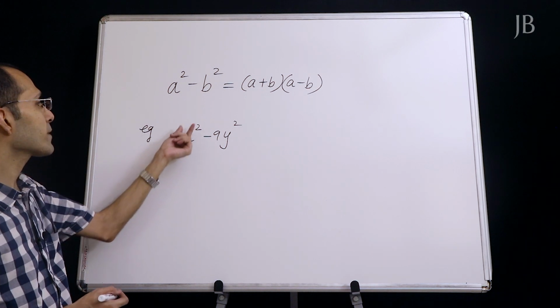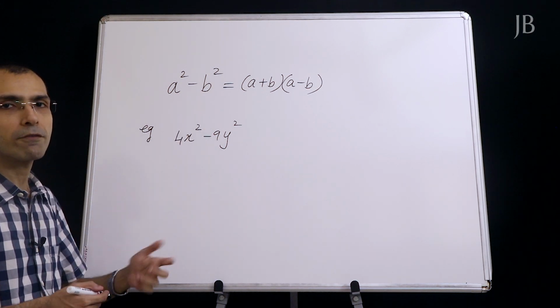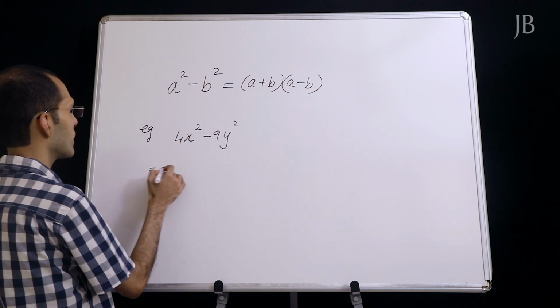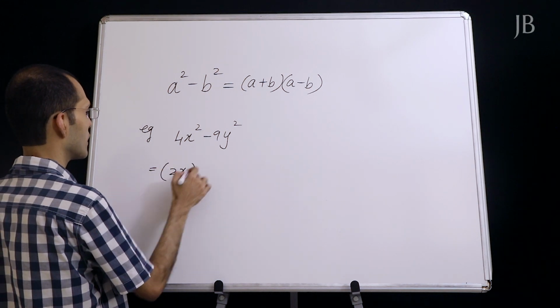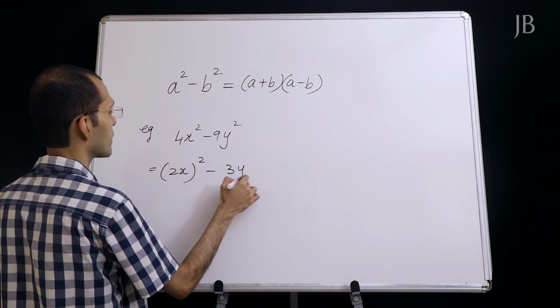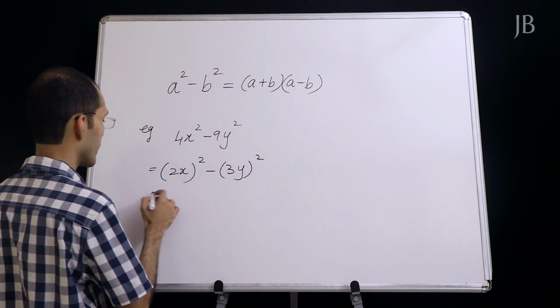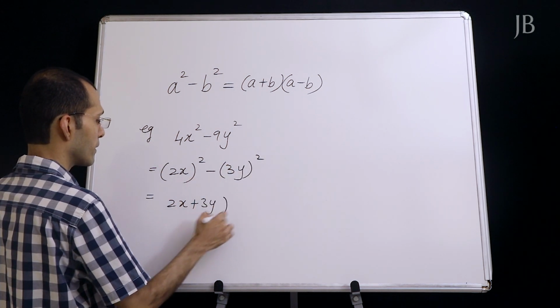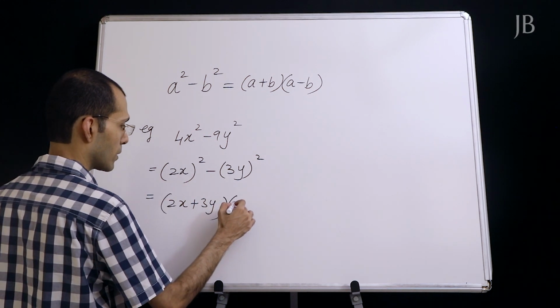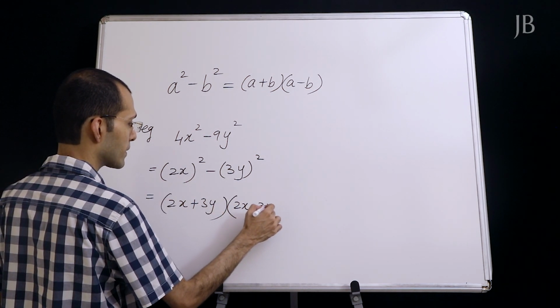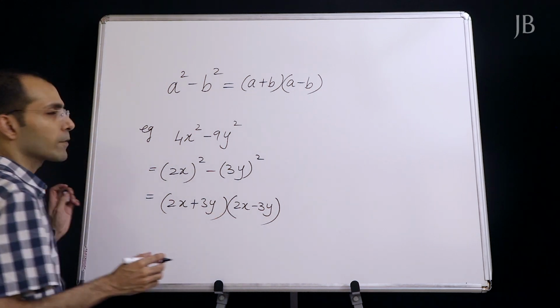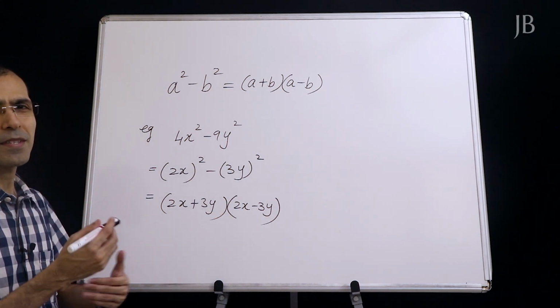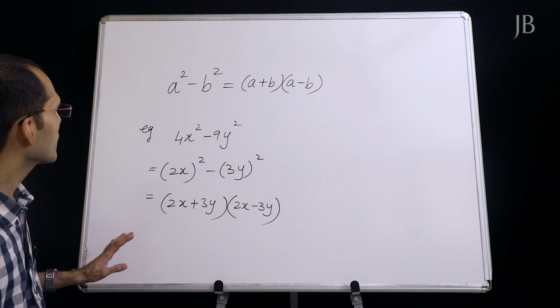If you need to factorize 4x square minus 9y square, this will be 2x the whole square minus 3y the whole square. So it will be 2x plus 3y into 2x minus 3y. So this will be used sometimes in between. Okay, comfortable with this?